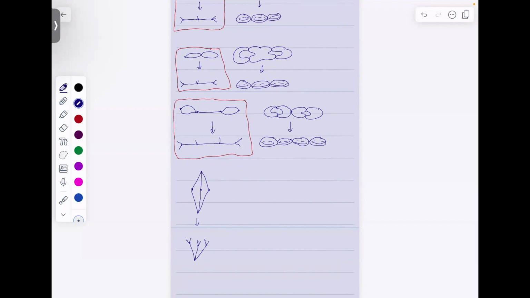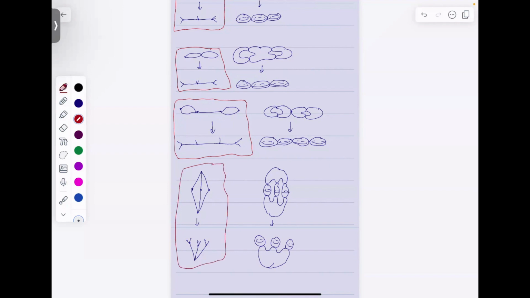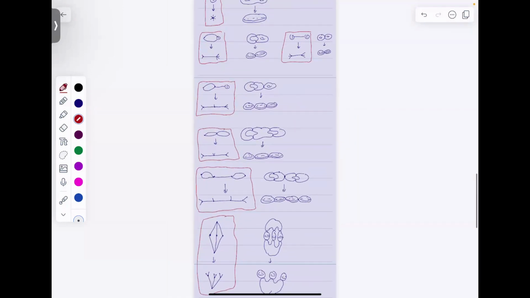So this one's a little bit hard to draw. Okay, so that is the picture of what these graphs look like.